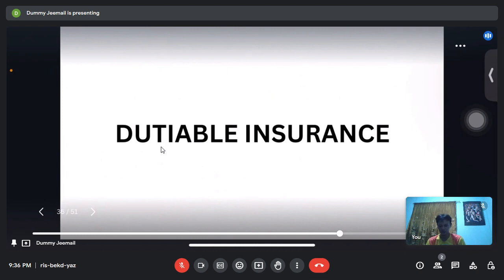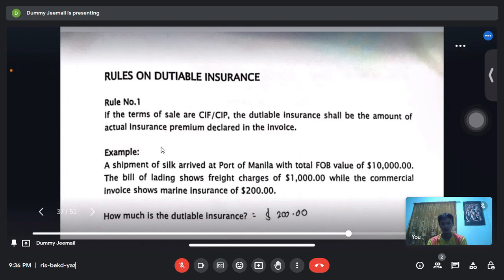So let us proceed. So rule number 10 is the last of the rules on dutiable freight. So we have total of 10. So next, let us proceed to dutiable insurance. So sa rules sa insurance, we have total of 4. So first, let us start with rule number 1.